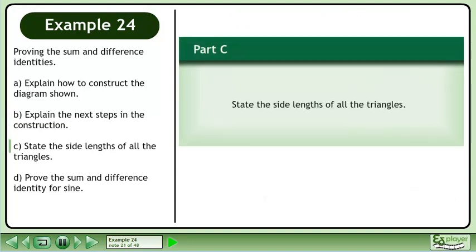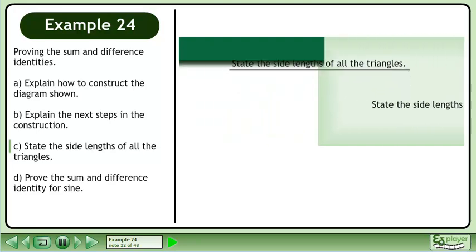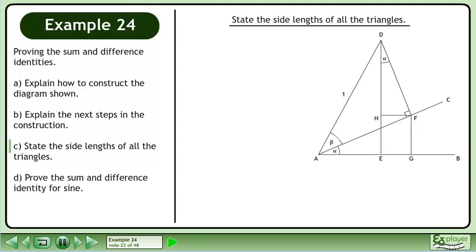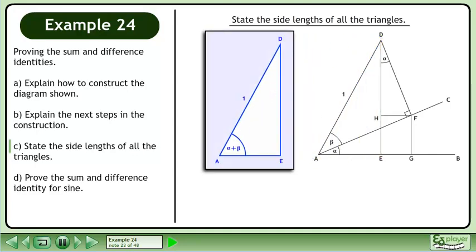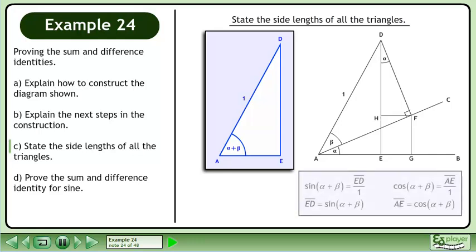In Part C, state the side lengths of all the triangles. Bring back the construction from Part B. We'll color the first triangle blue. The angle can be written as alpha plus beta, the sum of the two individual angles. Use basic trigonometry to find the side lengths. Label the sides of the triangle.